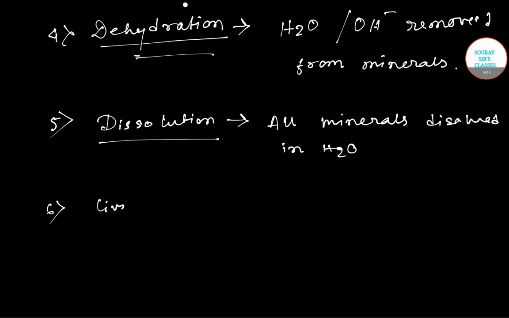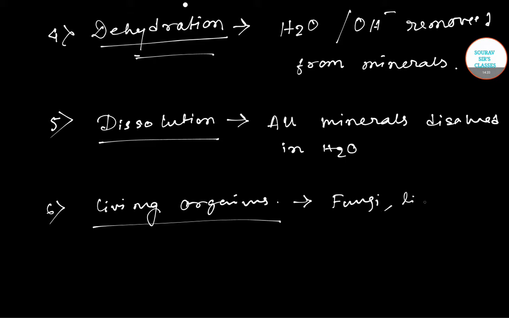The sixth point is living organism. So this is quite interesting. What do living organisms do in these chemical reactions? Organisms like plants, fungi, lichen. So let me write it for you: fungi, lichen, plant, bacteria. These are some living organisms.